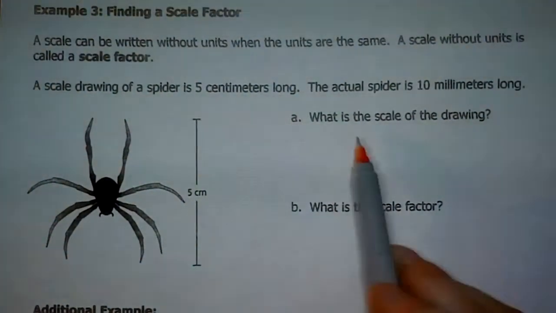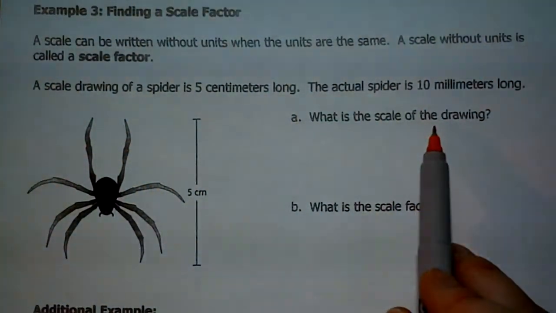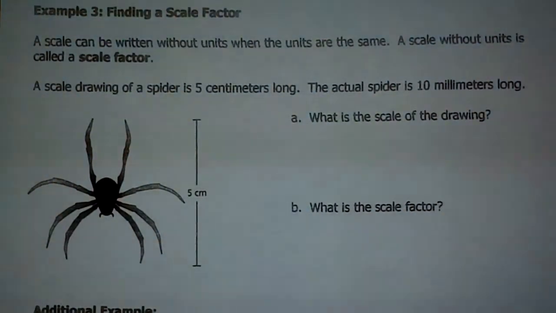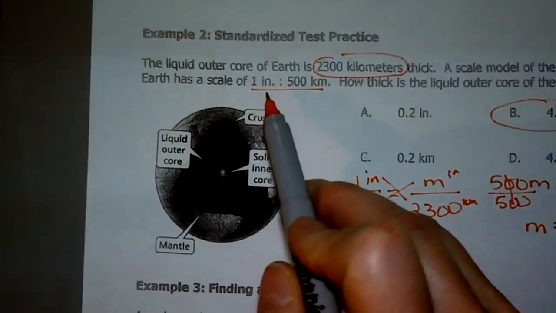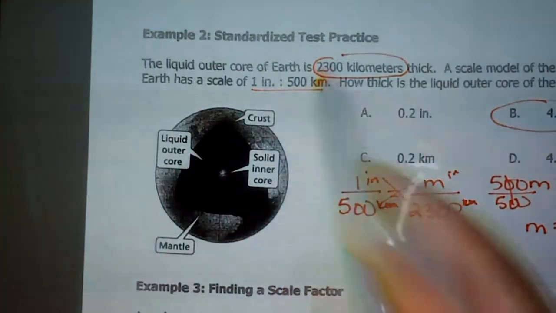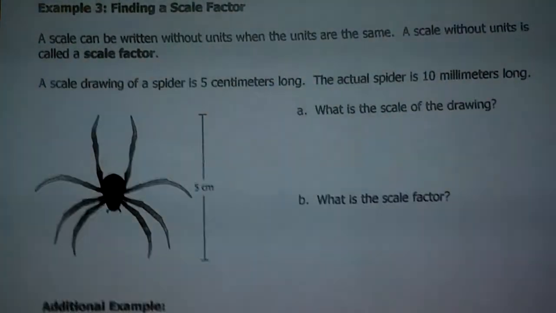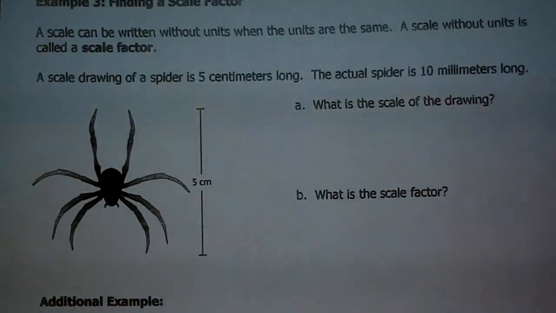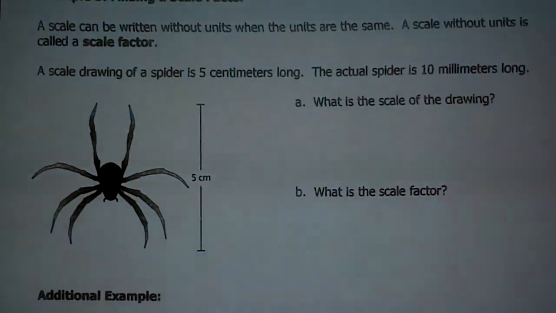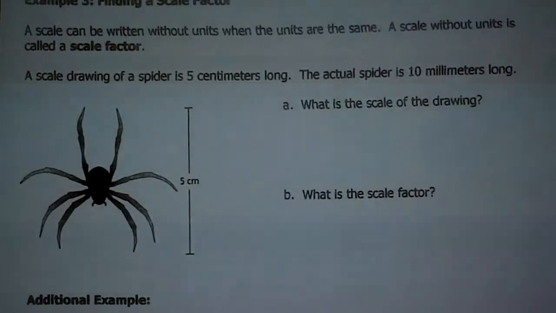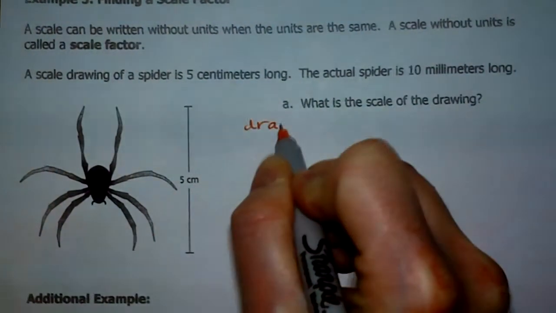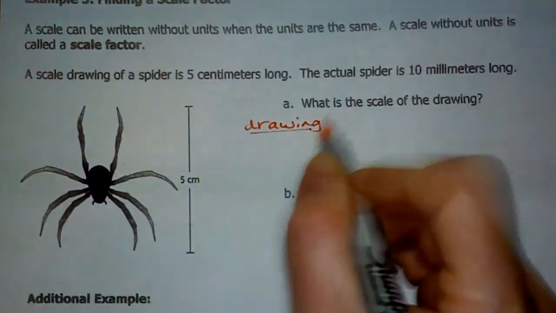Letter A asks you what's the scale of the drawing. So if you're just telling me the scale of the drawing, this is a scale, 1 inch to 500 kilometers. We're allowed to have different units with that. So when we're trying to figure out what the scale of the drawing is, I'm going to go from the drawing to the actual. That's what you do. So drawing to actual, write that down when you're going to list a scale. It goes from the smaller one to the larger one.